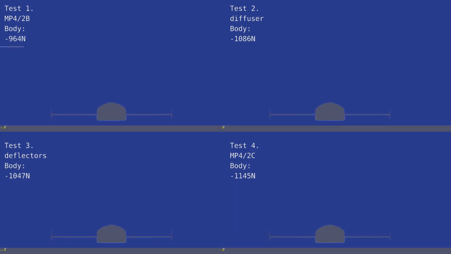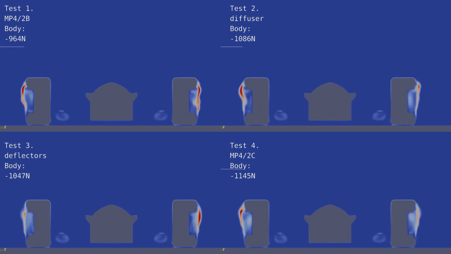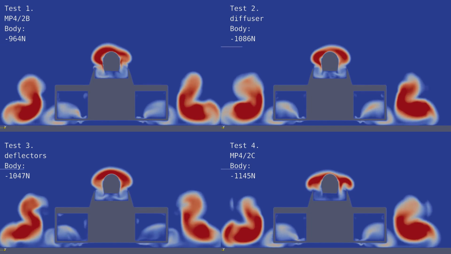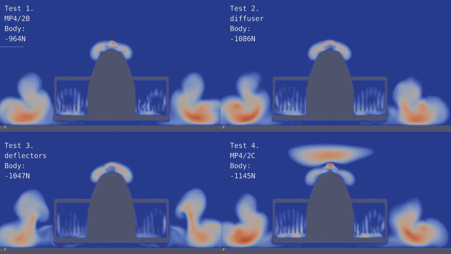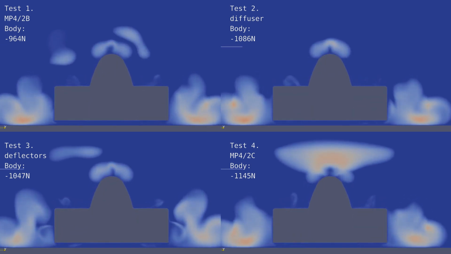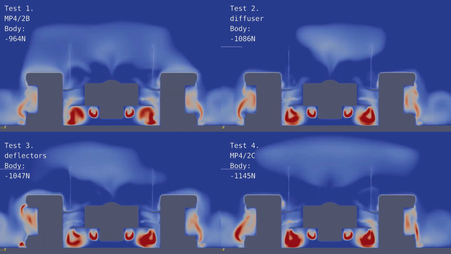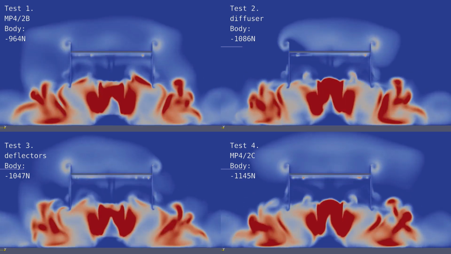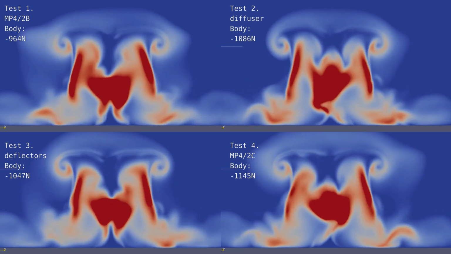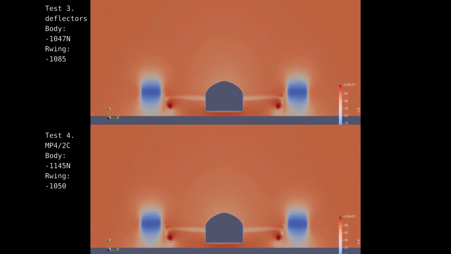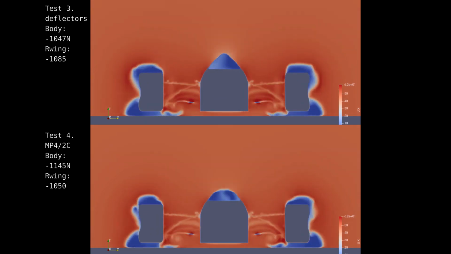The reason it could be interesting here is to understand the effect the cockpit has on the rear of the car, predominantly with Test 4, the MP4-2C. It appears that there is less turbulence impacting the rear wing. From the previous similar results that increased the wing's efficiency, this is predictable, but it's still surprising that it came from the cockpit.